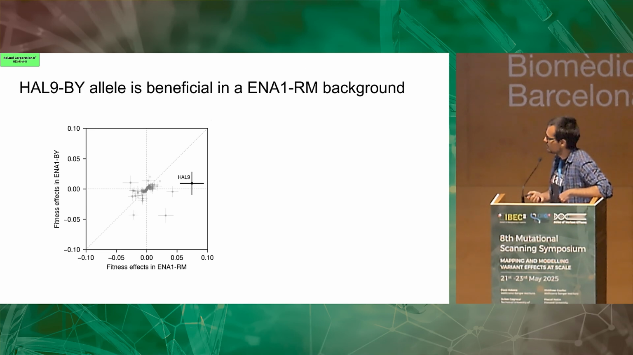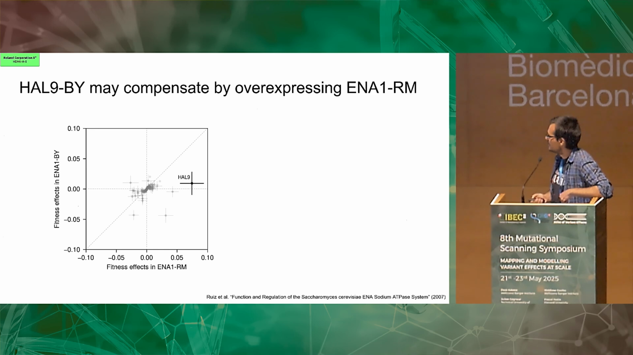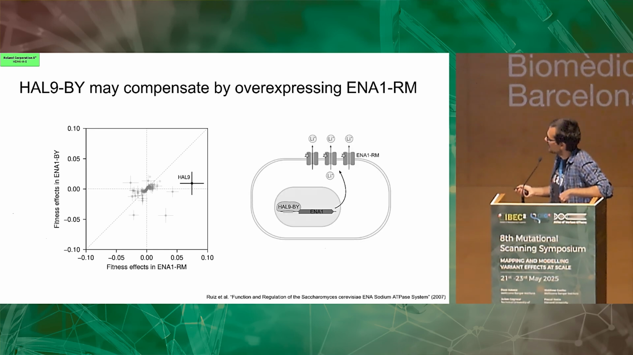To show you just one example, we have this mutation associated with the HAL9 gene, which is neutral in the BY background, which is the functional one, but is very beneficial in the RM deficient background. And this is also not surprising because HAL9 is a direct regulator of ENA1. So whenever we have a bad copy of ENA1, it probably acts by overexpressing the protein and partially compensating for the loss of function.